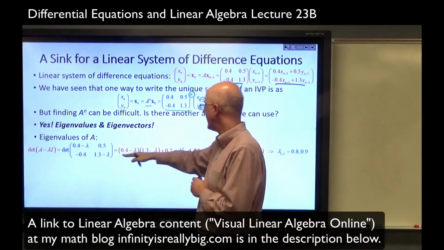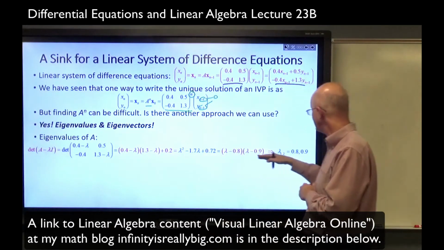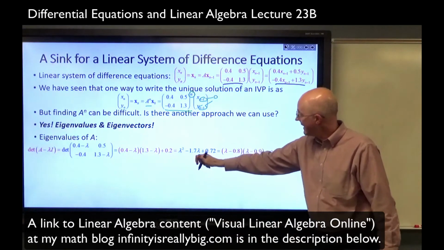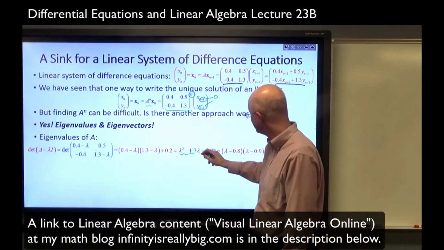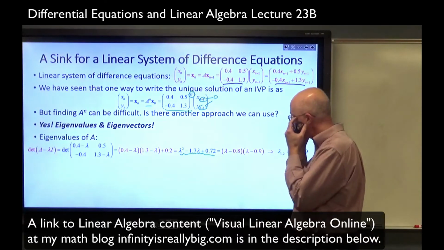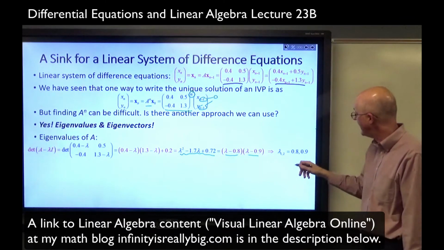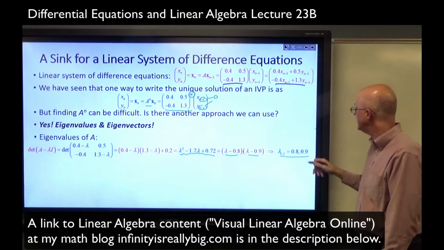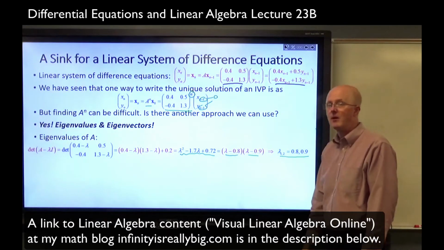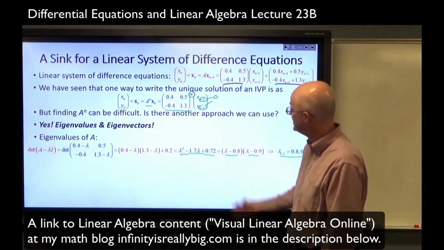Do your standard characteristic polynomial calculation. There's your characteristic polynomial. It's maybe not so clear, but you can factor this as lambda minus 0.8 times lambda minus 0.9. The two eigenvalues are indeed between 0 and 1. They're 0.8 and 0.9. Double check this.